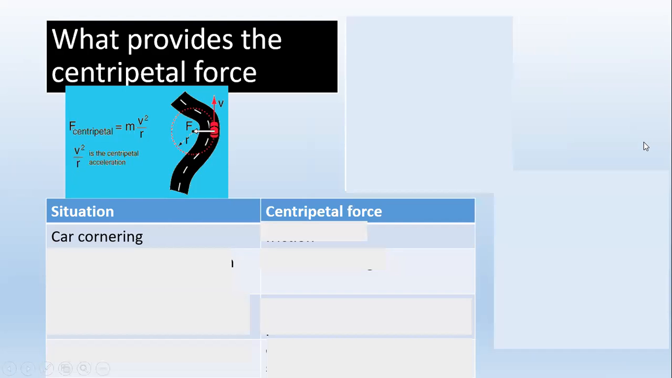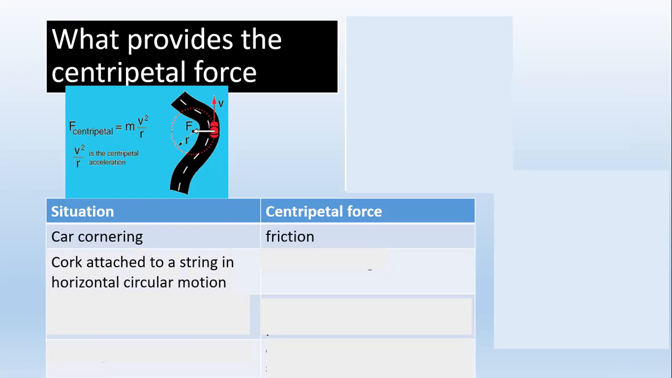Car cornering, remember, we know the value, but it must be provided by something. Just like an object cannot move in a circle horizontally, it has to have a string to pull it. Car cornering, like this one, there's a centripetal force. There's your circle. So it must be provided by what? Friction. The car will tend to go straight, friction will pull it in. So friction is the centripetal force.